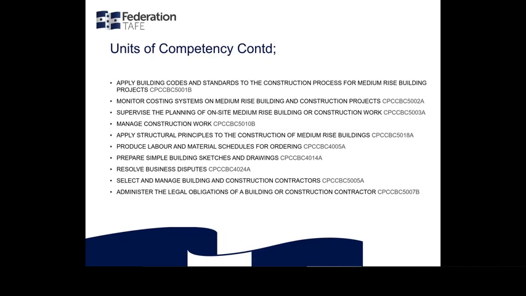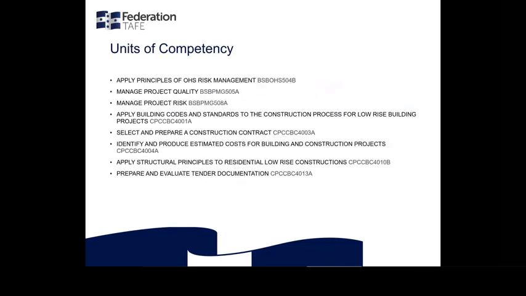The Cert 4, the units we don't have on this slide, but I can sort of give you some information where the crossover is. So you can see the produce labour, material and schedules. That's one of the equivalent units that I spoke of. On the previous screen, I've gone the wrong way, of course. Another one is the apply structural principles to low-rise residential construction is an equivalent. Estimated cost for building projects is an equivalent. Select and prepare construction contracts equivalent, and then our codes and standards are the 5 equivalent. So you'd undertake them in the Cert 4 and the diploma. If you gain the Cert 4, then you don't need to do those in the diploma.